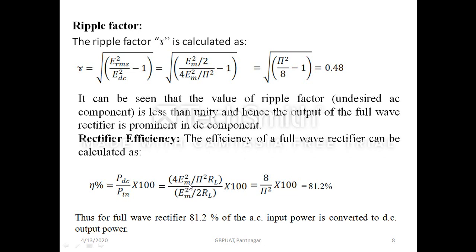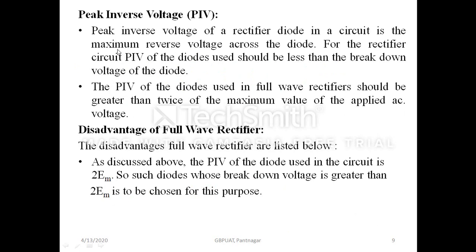And this P_DC can be calculated as the value of E_DC square into R_L, and similarly the input will be E_RMS square into R_L here. So these two values, if substituted in this formula, will give you the total efficiency as 81.2%. So for a full wave rectifier, 81.2% of the AC input power is converted to DC output power.